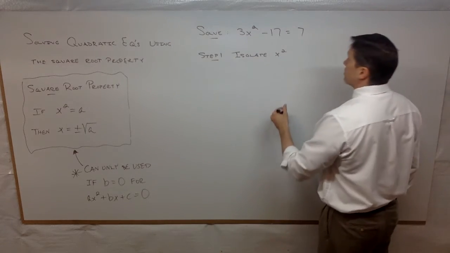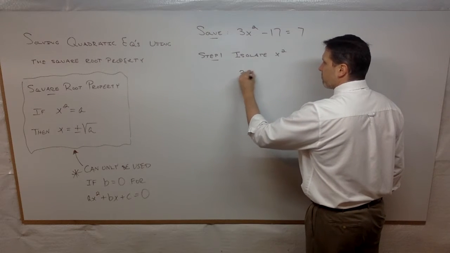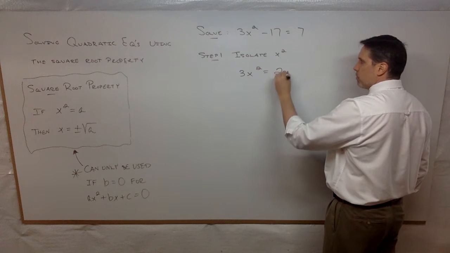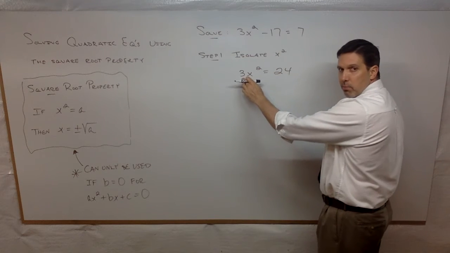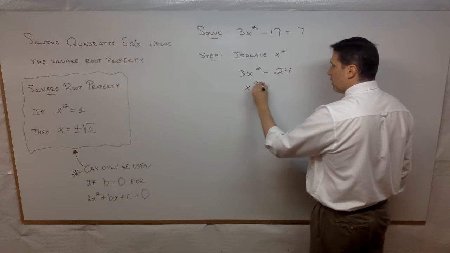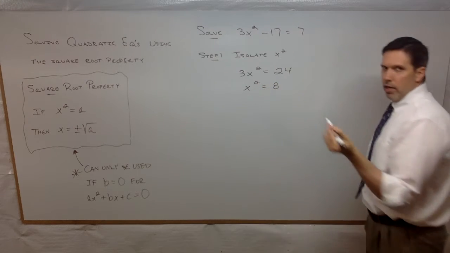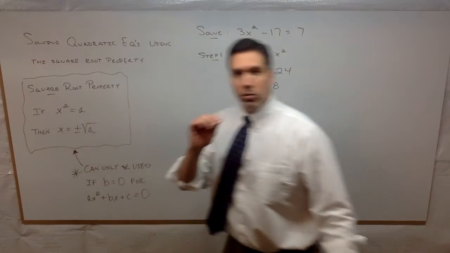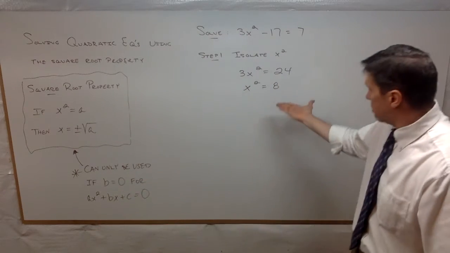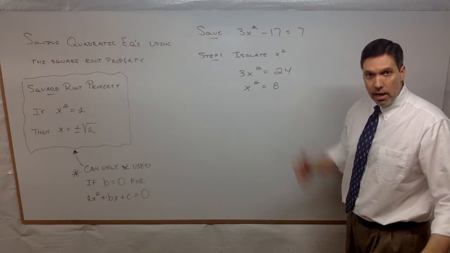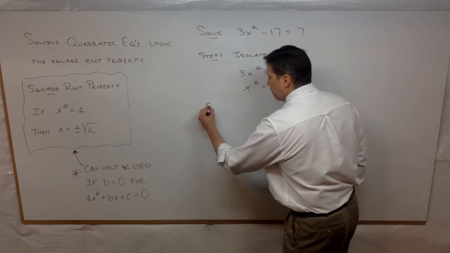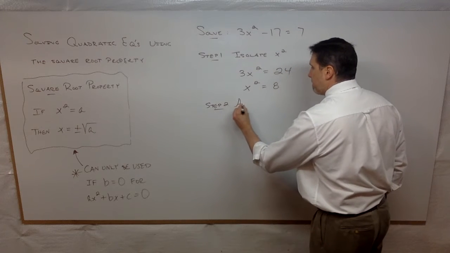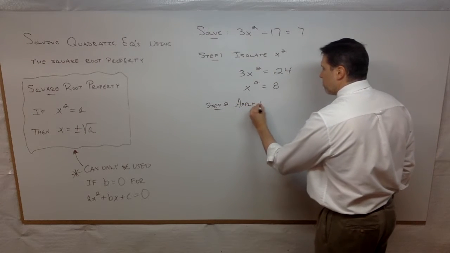So 3x squared minus 17 equals 7. I would do this in 2 moves, obviously. Add 17 to both sides for a 24. And let's divide both sides by 3. So x squared equals 8. Right? So now I'm down to x squared equals some value a. In this case, the value a is 8. Now the square root property, we can apply it. So step 2, just apply the square root property.